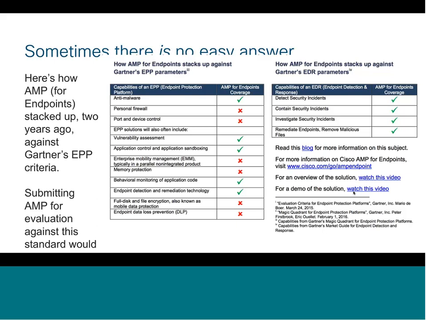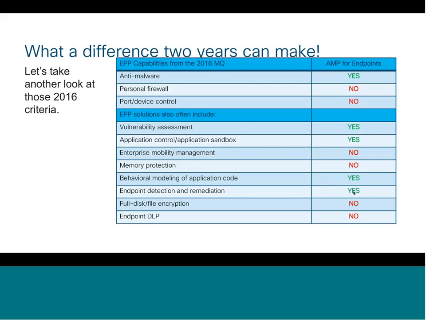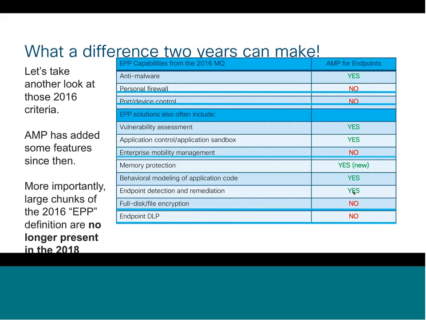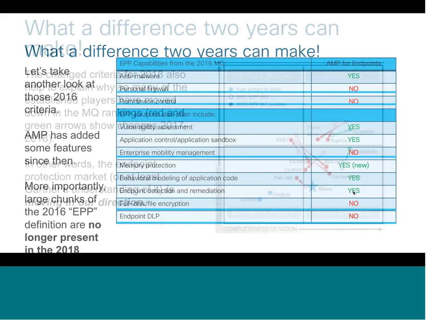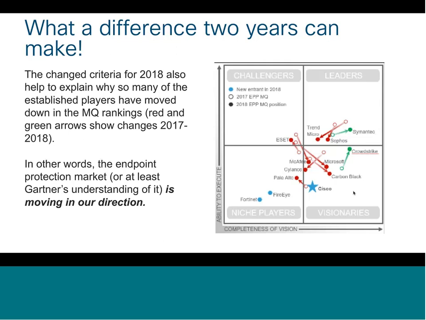Now, what's happened is, in the last couple of years, because of this market convergence between EPP and EDR, a lot of the stuff that Gartner used to think was important in the EPP space fell out of their criteria in the last year.